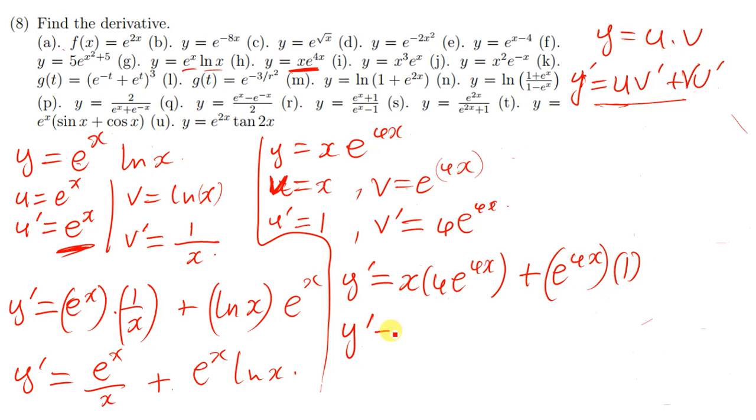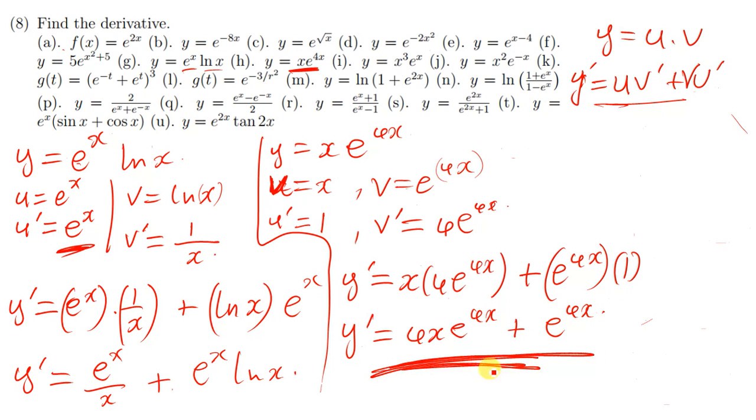So y prime is equal to, when you multiply everything there, we get 4x e to the power 4x, then we have plus e to the power 4x there. So this is exactly what you get as your y prime after differentiating this.